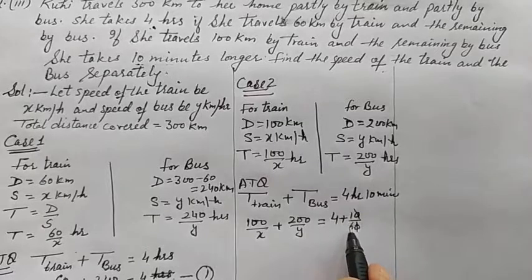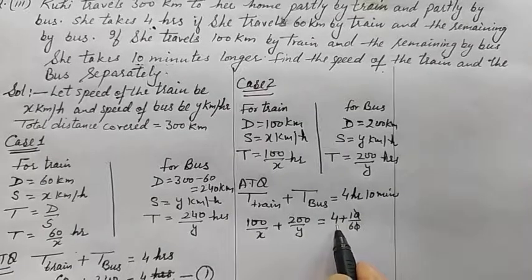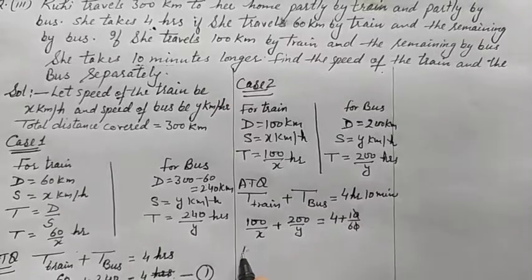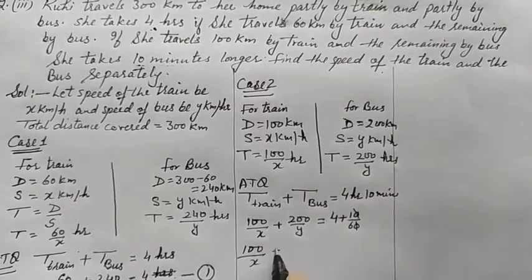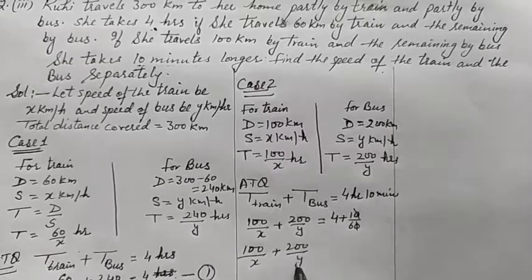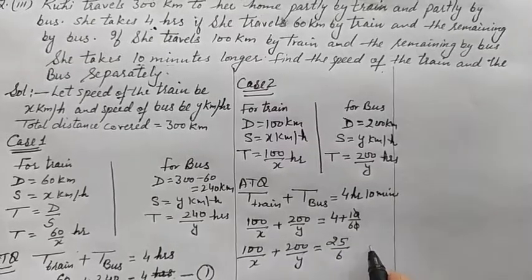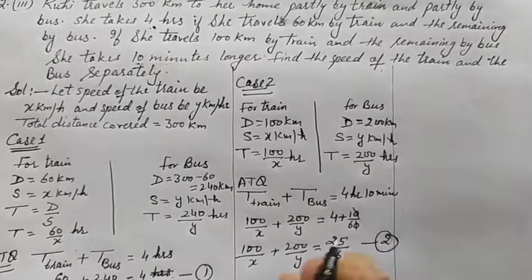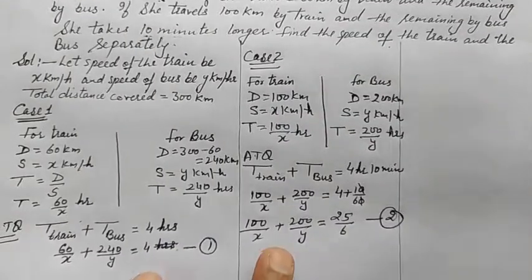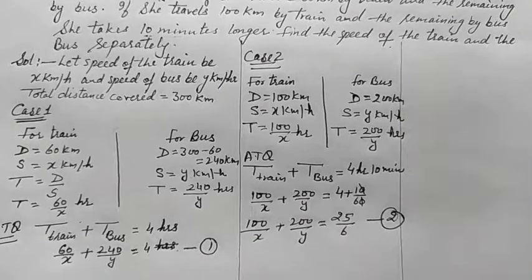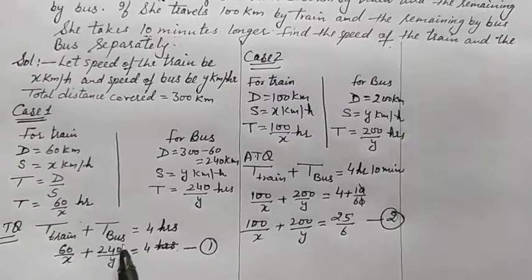4 plus 1 by 6, you can take LCM also. So 6 4s are 24 plus 1, 25 over 6. So we will have here 100 over x plus 200 over y is equal to 25 over 6 hours. So this is our second equation. Now we'll solve these two equations, and by this reduction method we'll put 1 by x as a and 1 by y as b, and we will solve these two equations.